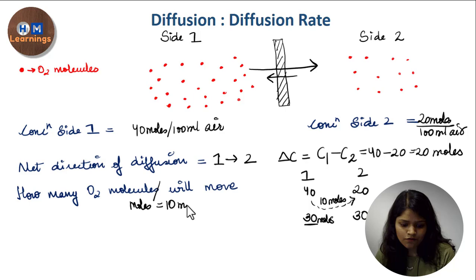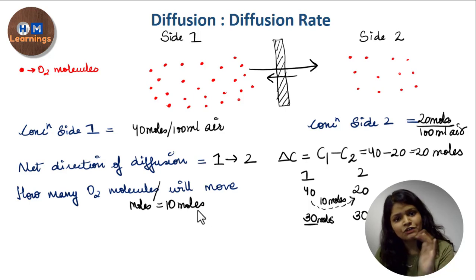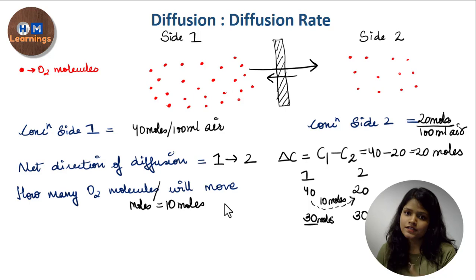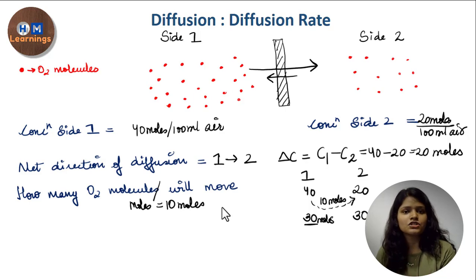Almost 10 moles have shifted, because after shifting of the 10 moles the concentration on both the sides becomes the same, and therefore the concentration gradient becomes 0. So further net diffusion is not happening. Mind you that the diffusion is still happening. The molecules are in constant motion, so they will be moving from side 1 to side 2 and side 2 to side 1. But the net diffusion now is 0 because the concentration gradient is 0.